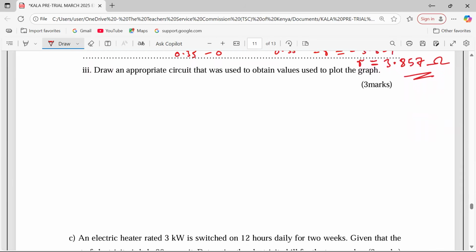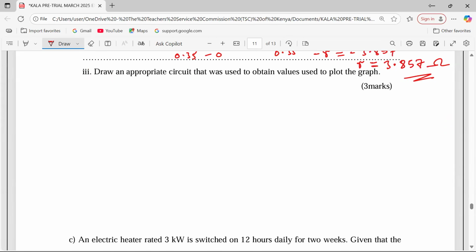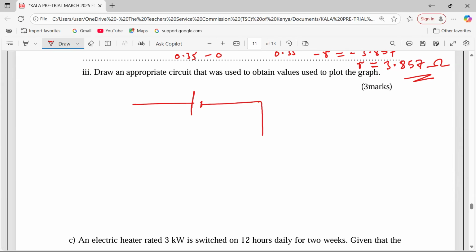Draw an appropriate circuit that was used to obtain values to plot the graph. So for this particular graph, we will need a circuit diagram, which is very simple. Some cells, or cell, actually it's likely to be one cell, because of the nature of the potential difference you're getting. Then on this, we can have an ammeter connected here. We can have a switch, somewhere.